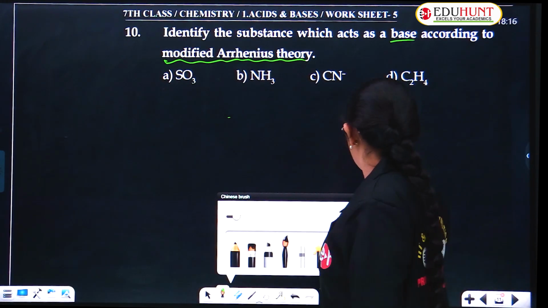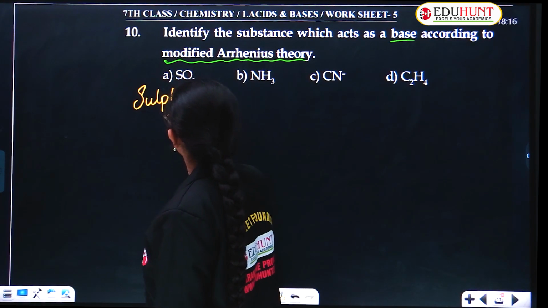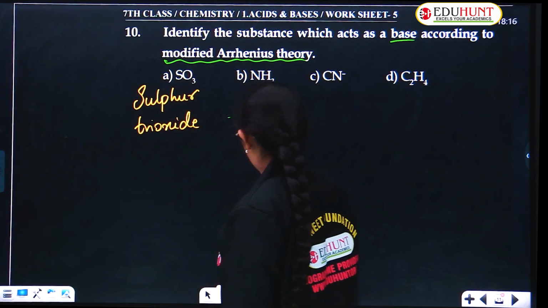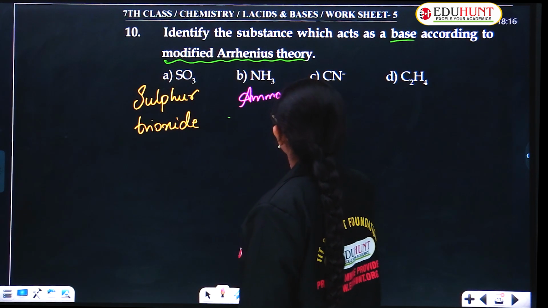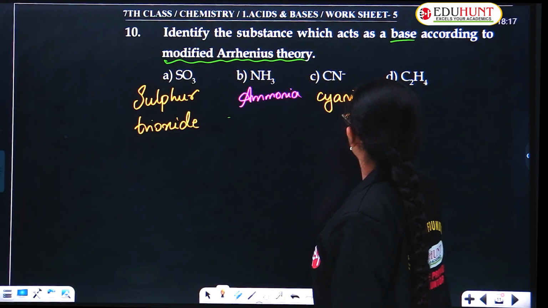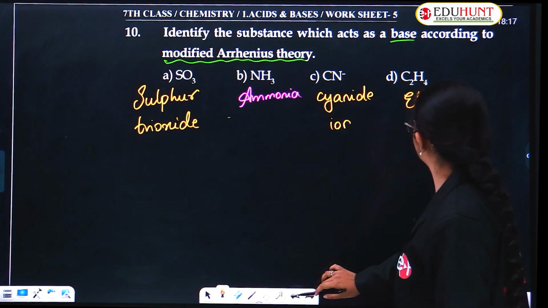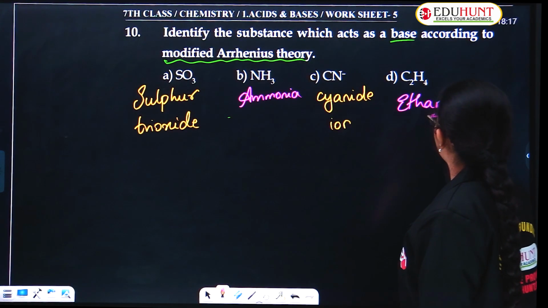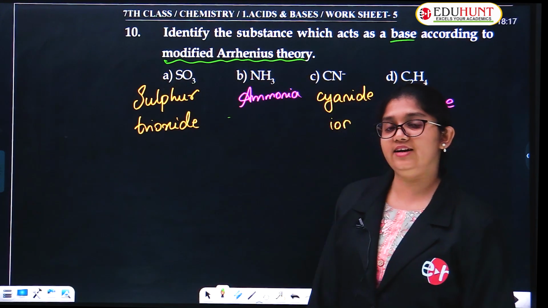Names you want? I'll write, wait. This is sulfur trioxide. This is ammonia. This is cyanide ion. This is ethene. So accordingly, what is considered as a base regarding the modified Arrhenius theory?